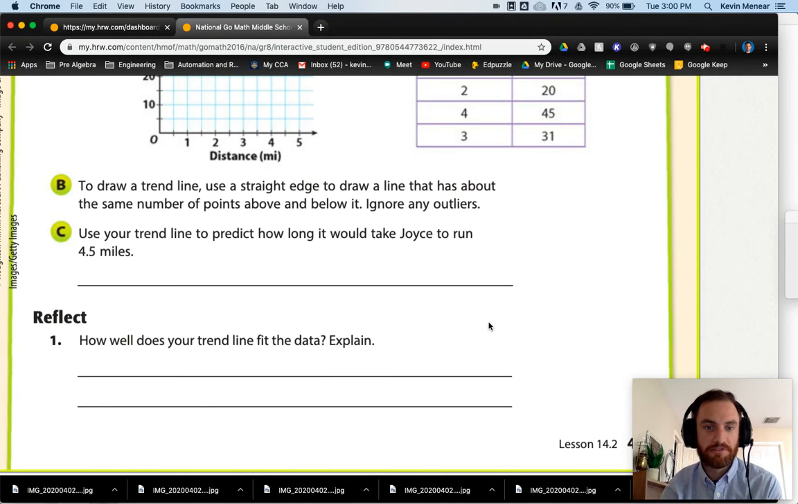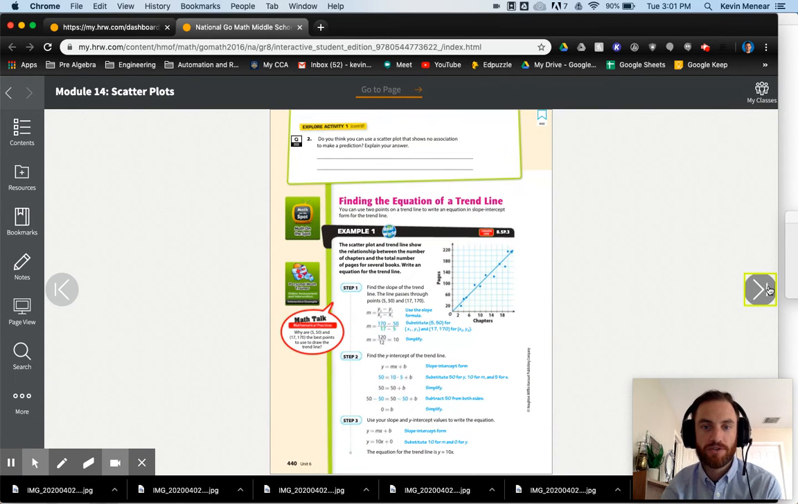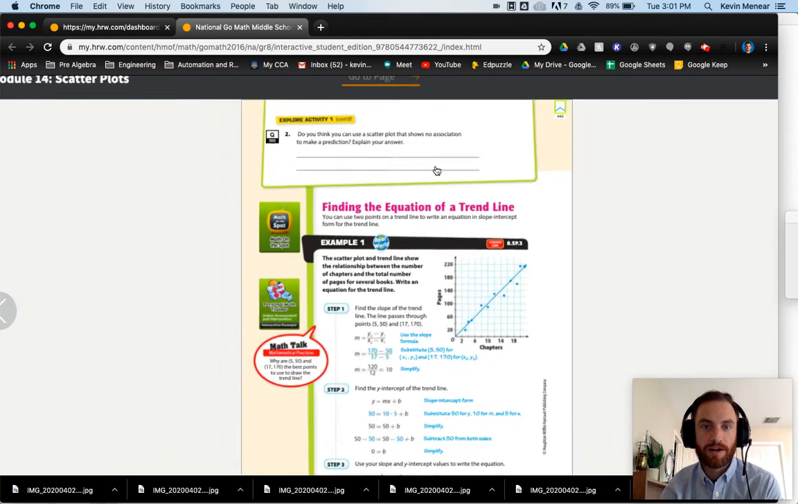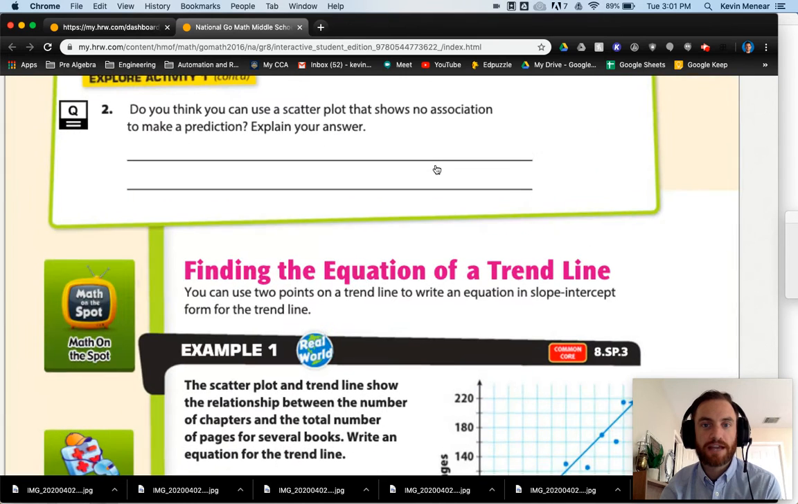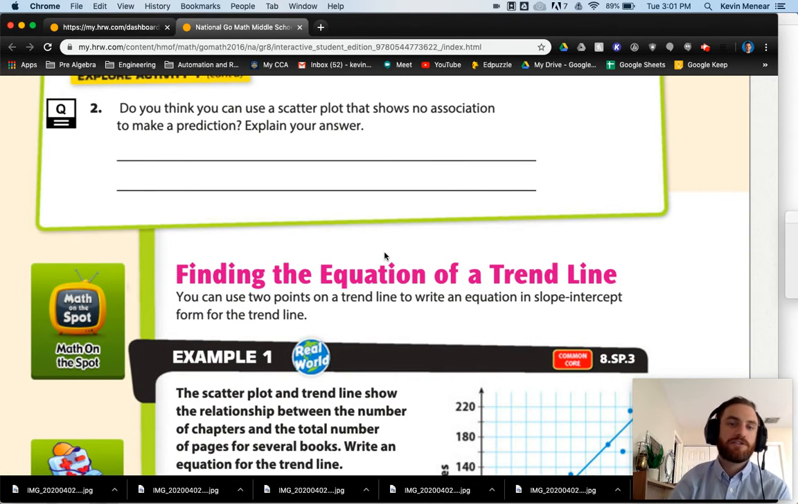How well does your trend line fit the data? Fits pretty well. They're about the same amount above and below, and some points were right on the trend line. Do you think you can use a scatter plot that shows no association to make a prediction? Explain your answer. Okay, so this is a great question.